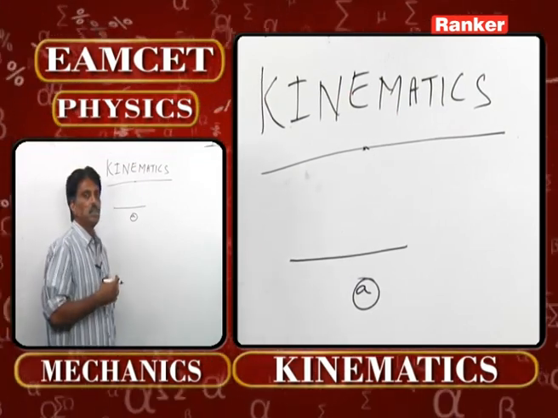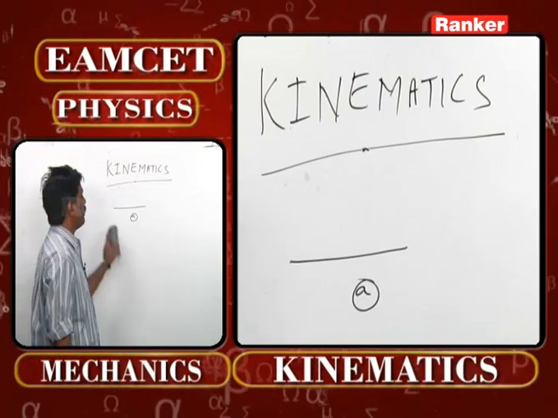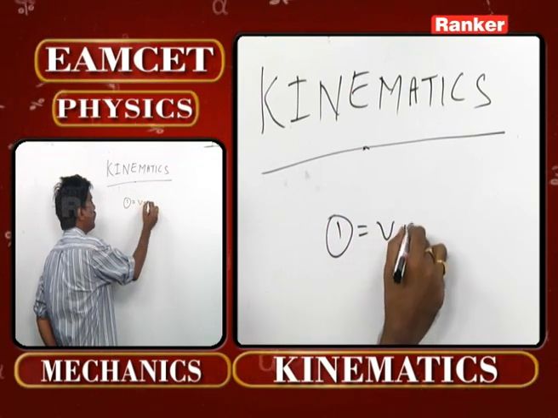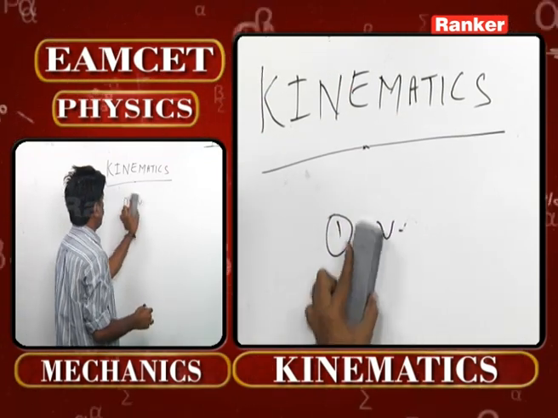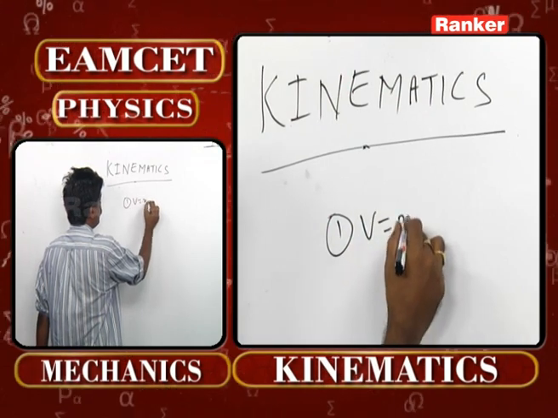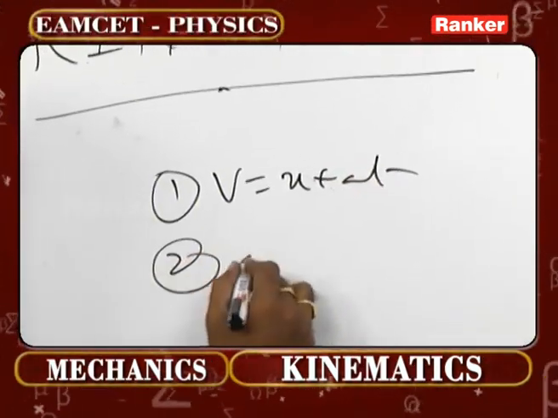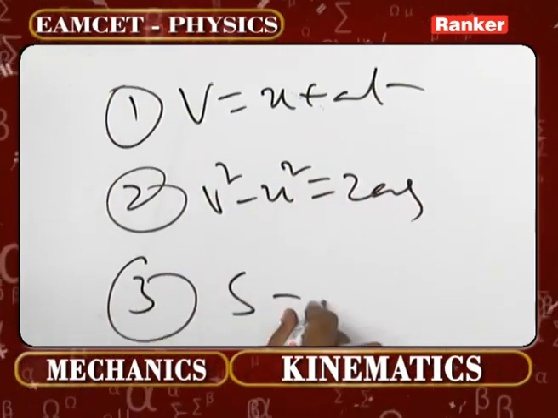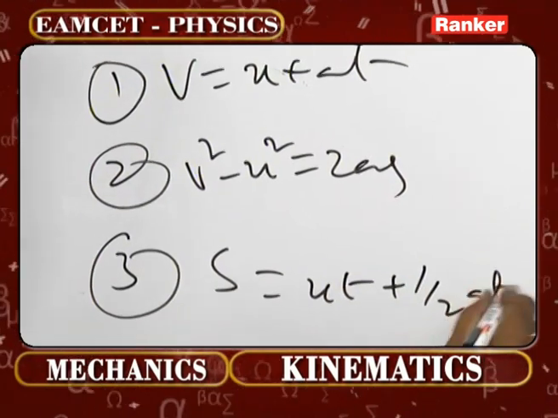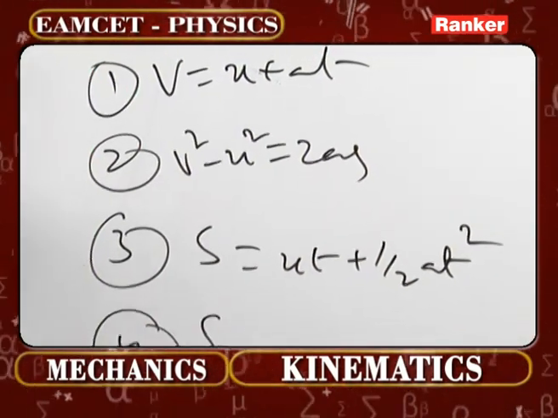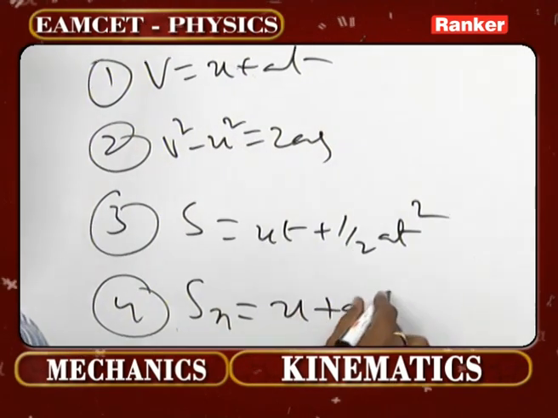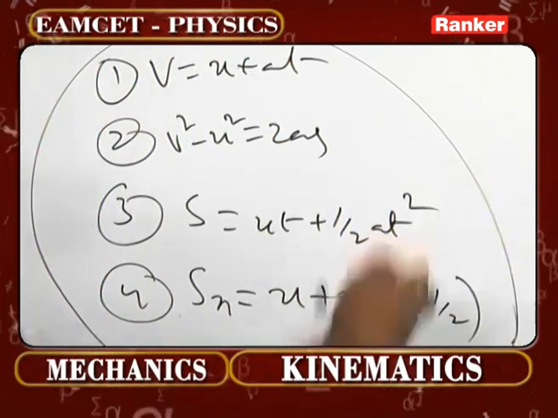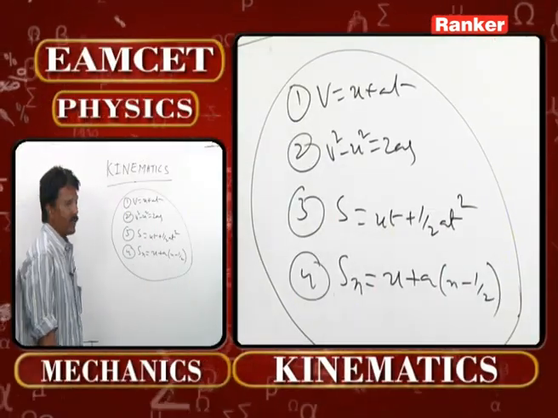Therefore, you have come to the basic equations of kinematics with uniform acceleration, which are these things only. V is equal to u plus at, v square minus u square is equal to 2as, s is equal to ut plus half at square, and Sn is equal to u plus a into n minus half. So these are the basic equations of one-dimensional uniformly accelerated motion.